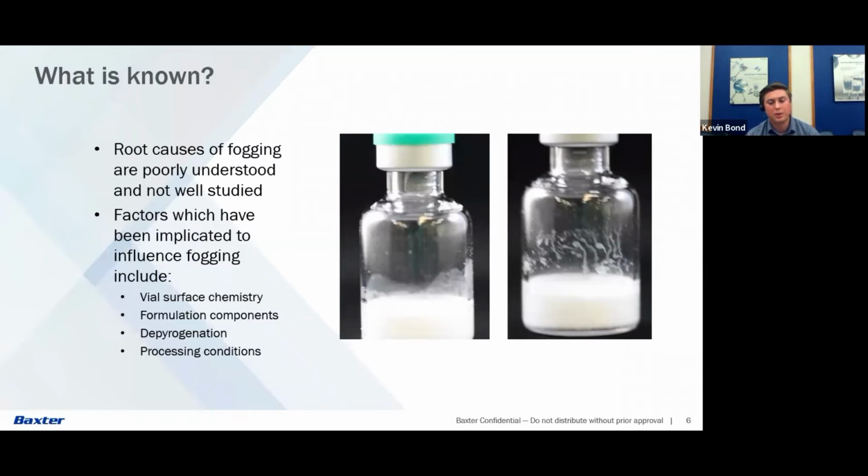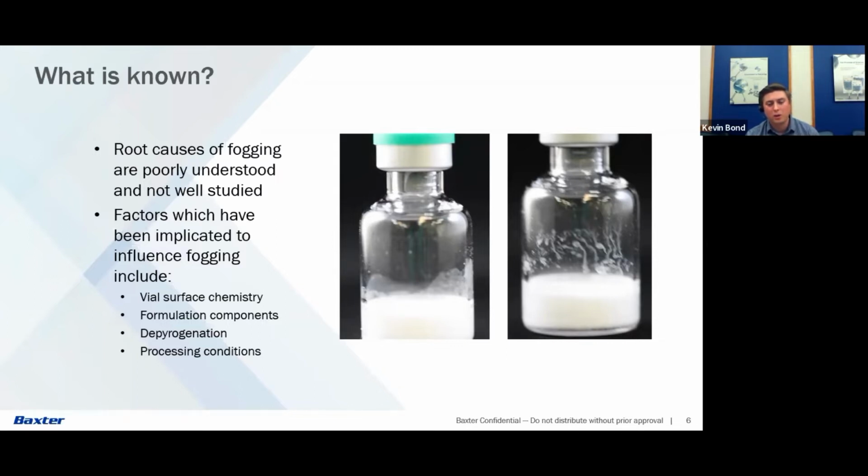Additionally, there have been studies which imply that dehydrogenation increases the severity of vial fogging. But of course, not dehydrogenating typical glass vials used in sterile injectable pharmaceuticals is not an acceptable practice. So that's one factor that we've really ruled out as a practical solution for reducing vial fogging.